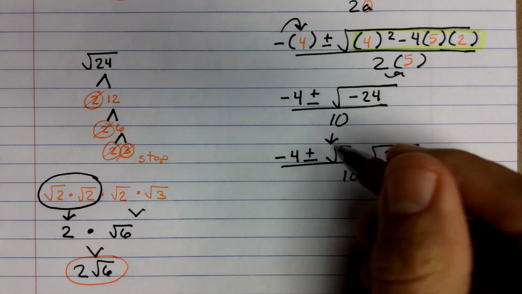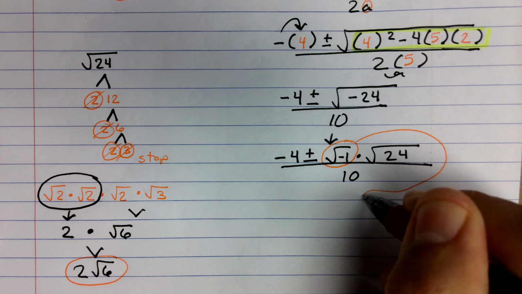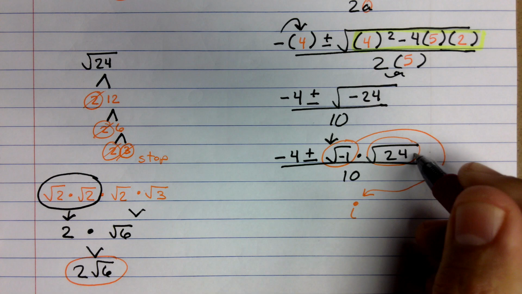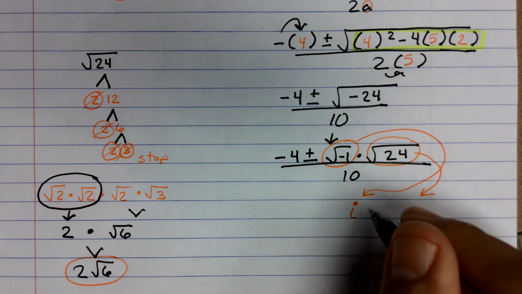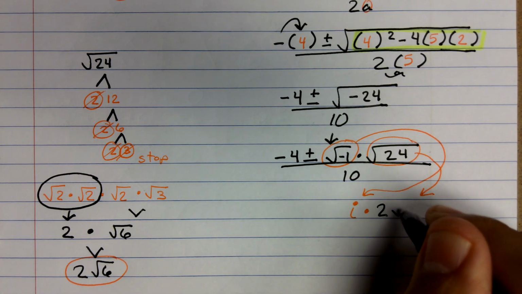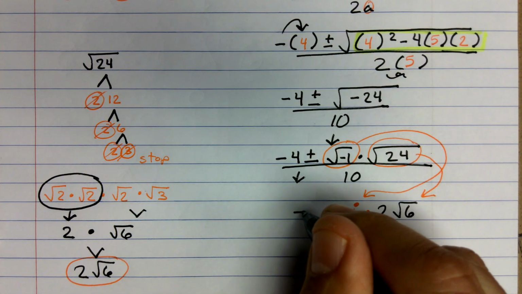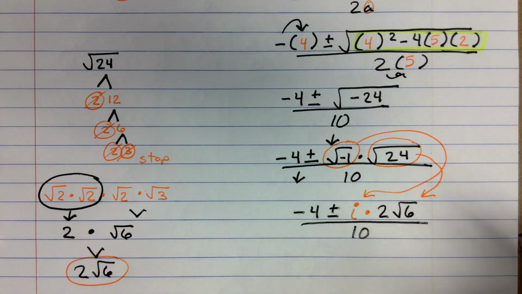We got a couple things going on over here. That square root of negative 1, that's just an i value, right? So that's just an i. This square root of 24, we just simplified it and found that in its simplified version, it's 2 square root of 6. So I'm going to put this as times 2 square root of 6. And then I'm going to bring down my negative 4 plus or minus all over 10. Okay, so things are starting to look different here. And we're going to continue working on it now.